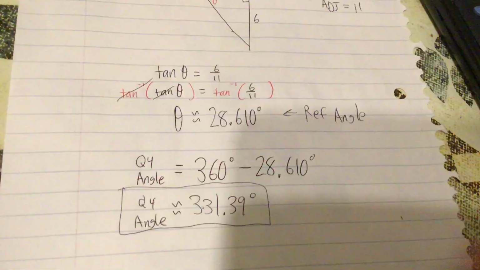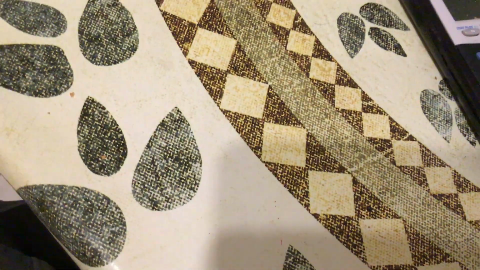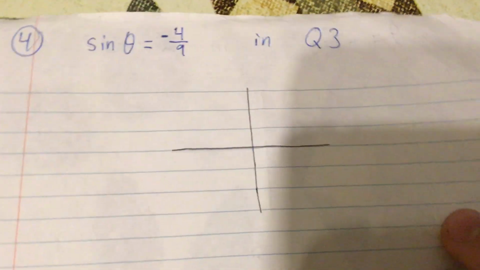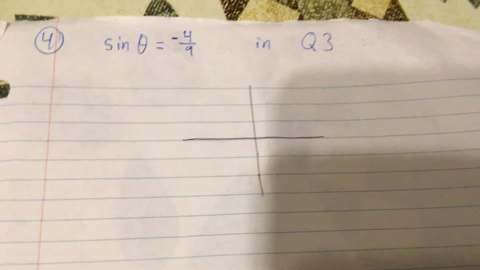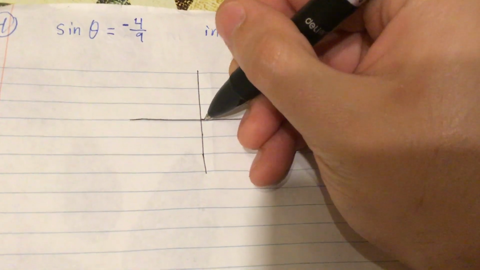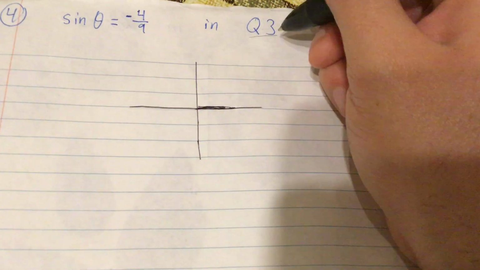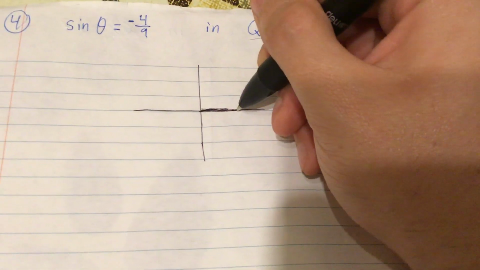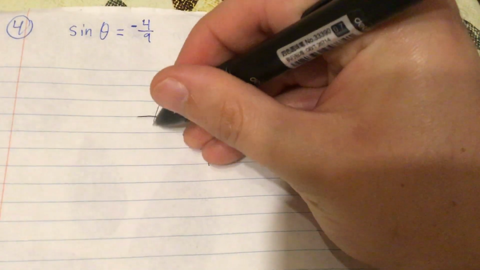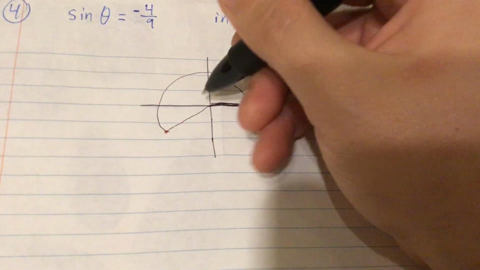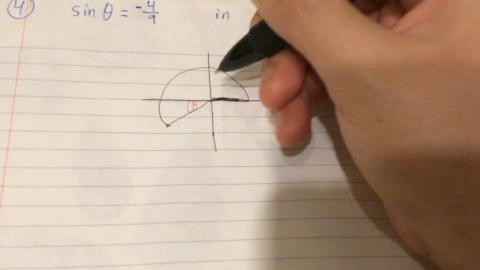Okay, moving on to problem number 4. So the sine of theta is -4/9. And we're in quadrant 3. So now we're back to sine and cosine. Okay, well, if I look at my angle, I end up in quadrant 3, so it's going to be in the bottom left. So if I were to just draw an angle in quadrant 3, what kind of angle am I looking for? I'm going to sandwich the terminal point with the x-axis, creating an angle theta.